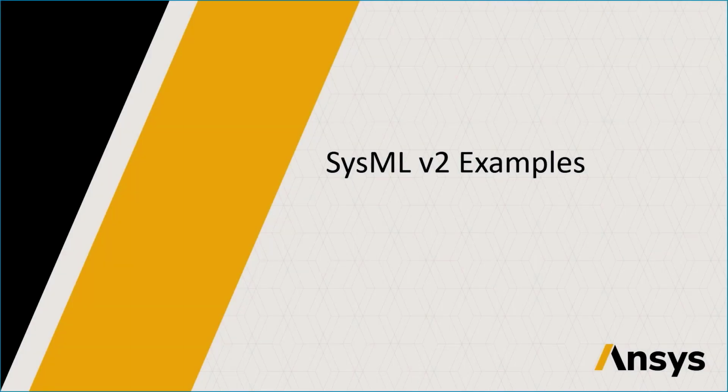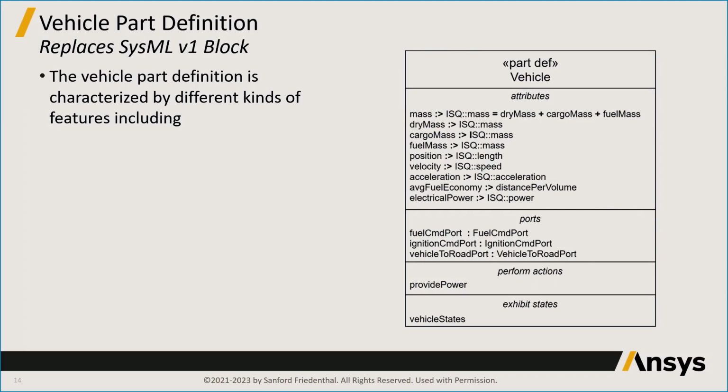In this section, I'll introduce some fragments of a SysML v2 model and then bring it all together in a simple example, just to give you some highlights of what SysML v2 looks like. Let's start with this part definition, or part def for short, for a vehicle. The part def is analogous to a SysML v1 block.